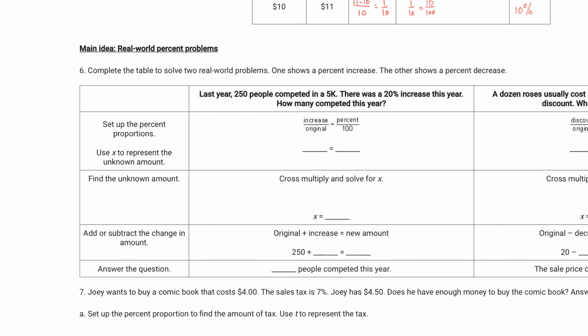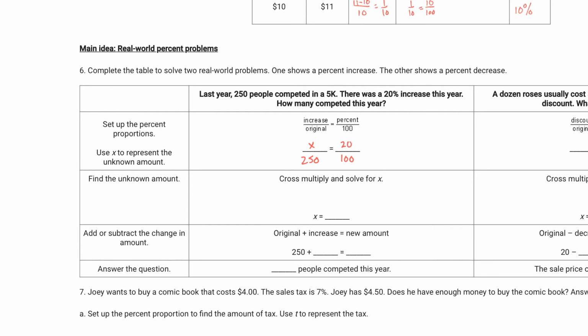Well, what we could do is we can have our increase. How much did it increase by? And we don't know. But the original was 250, and there was a 20% increase, out of 100. Okay, and I know that this word says increase, but we're looking at that percent, the percent out of 100. We don't know how many competed this year because we need to calculate a 20% increase.